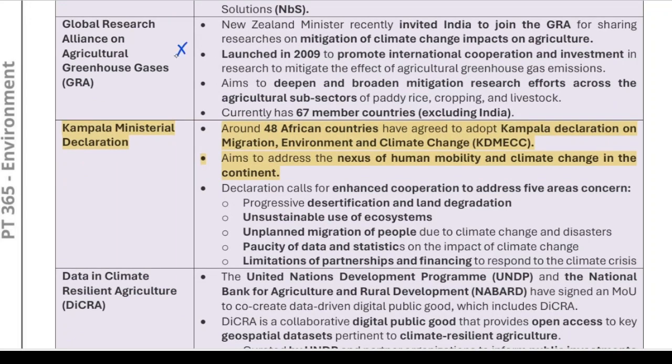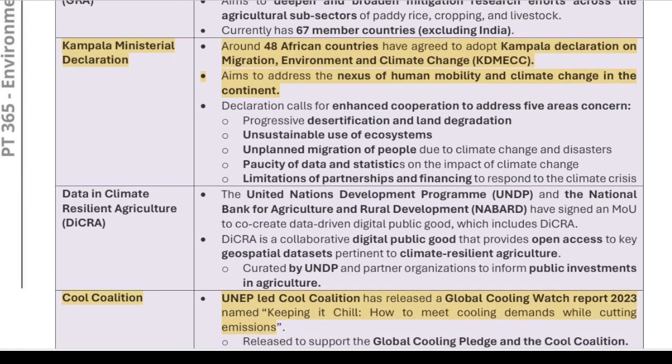Global recession, India is not a part. Leave it. Kampala Ministerial Declaration, just remember it. It is formed by 48 African countries. What it aims at is to address the nexus of human mobility and climate change. Migration is a very problematic issue, and so is climate change. Climate-induced migration also happens. So if we reduce the climate change effect, then migration will be controlled. This is the main objective of the Kampala Ministerial Declaration.